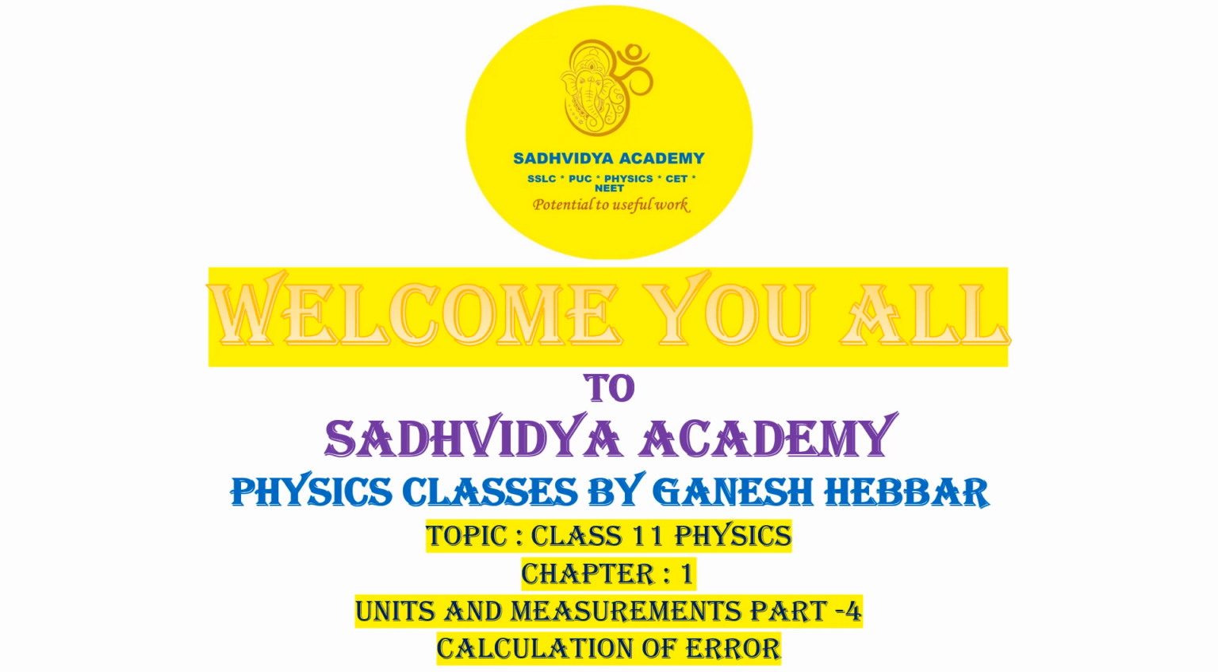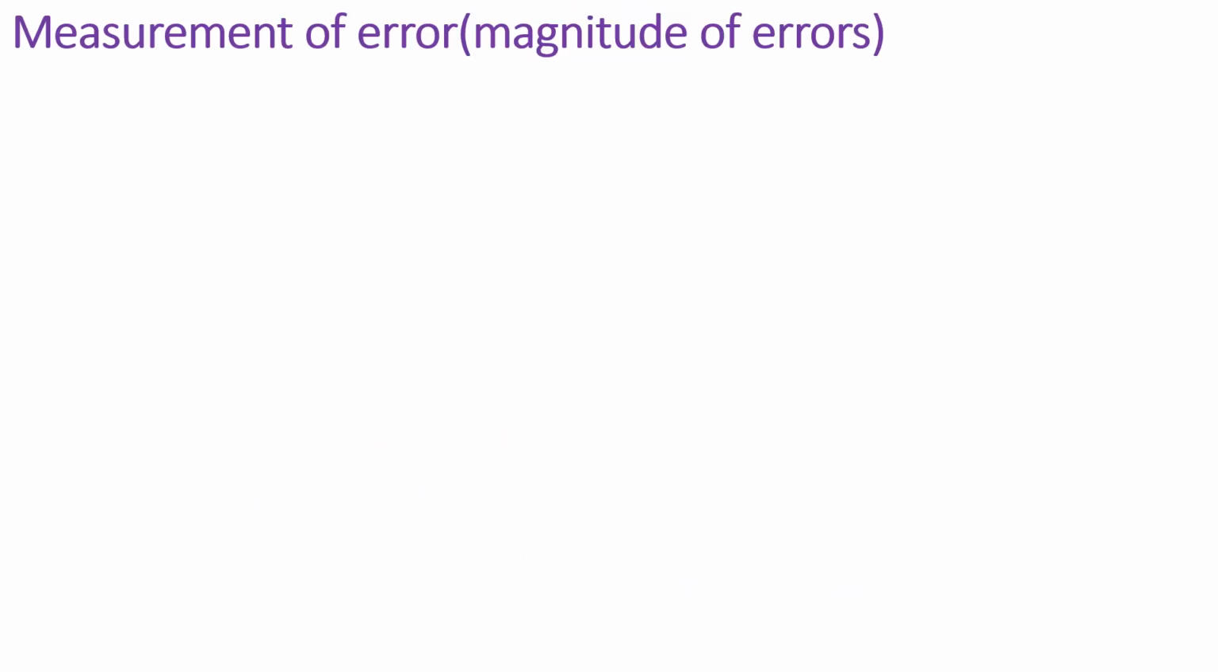Today's topic is Class 11 Physics Chapter number 1 Units and Measurements Part 4 Calculation of Errors. In this particular section, we shall discuss how to measure the error, or how to find out the magnitude of errors in the measurement of any physical quantity. There are three methods of measuring the errors. First one is the absolute error. Second one is the relative error. Third one is the percentage error. We shall discuss these one by one.